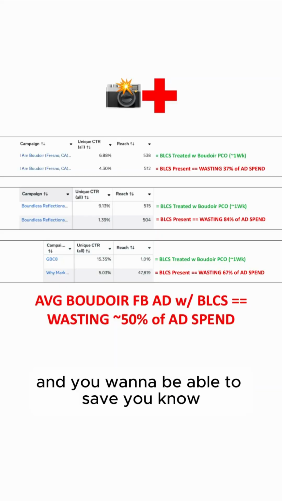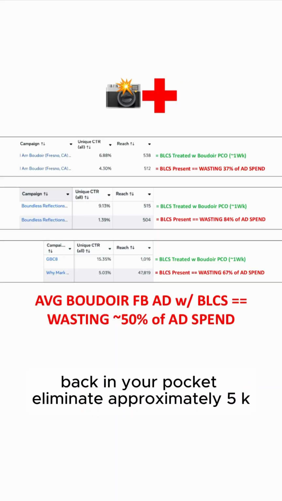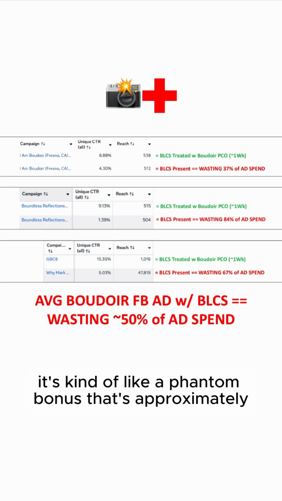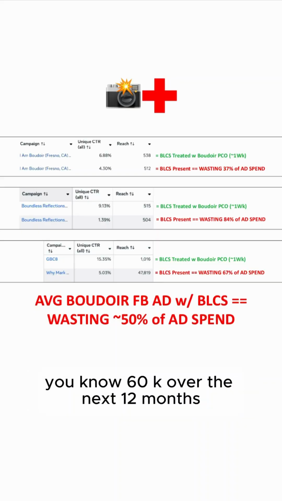And you want to be able to save, back in your pocket, and eliminate approximately 5K of ad spend every single month, literally back in your pocket. It's kind of like a phantom bonus. That's approximately 60K over the next 12 months.